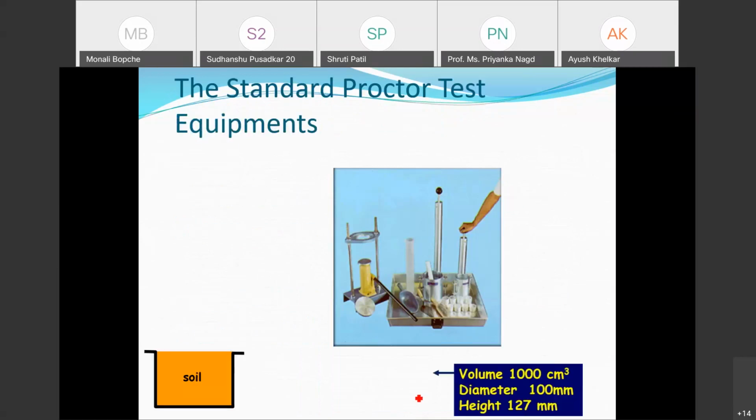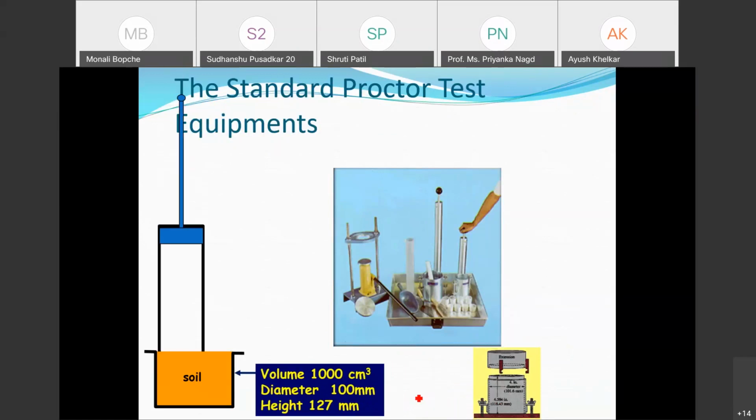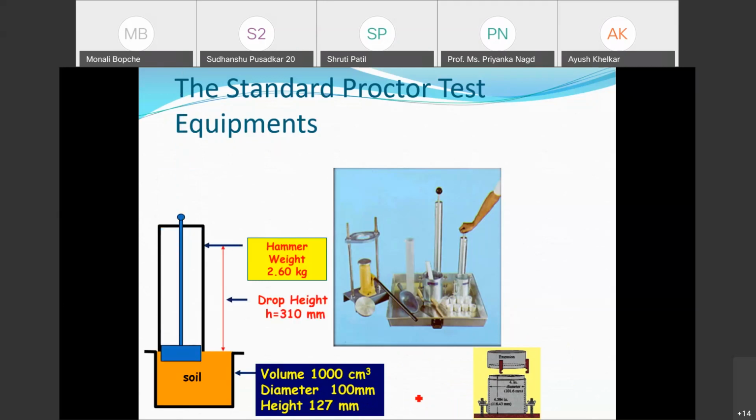What we'll do, we take a cylinder of 1000 cc volume, fill the soil in it, and compact the soil in different layers. Now this soil is compacted using a hammer which is dropped from a certain height. For standard Proctor, the hammer weight is 2.6 kg, and the drop is 31 centimeter or 310 mm.